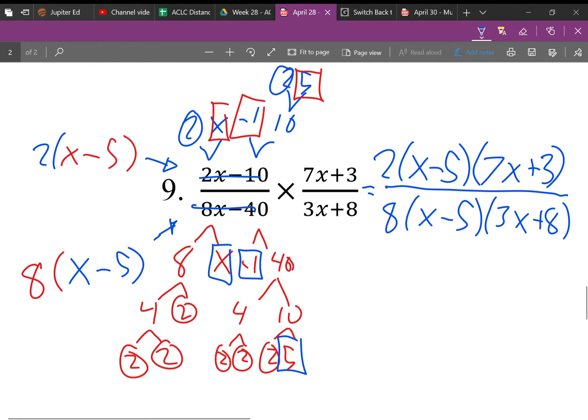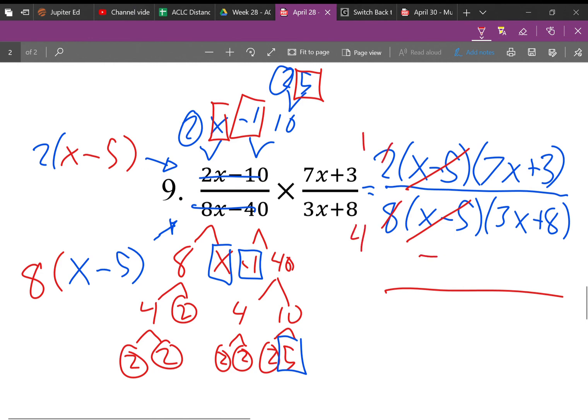So at this point, hopefully it's obvious. The thing that cancels out is the x minus 5s. And then 2 over 8 as a fraction, that simplifies to 1/4. And again, why? Because we can divide them both by 2. So my answer, I would have 1 on its own. I don't need to write down 1 though. So let me go ahead and write that down here.